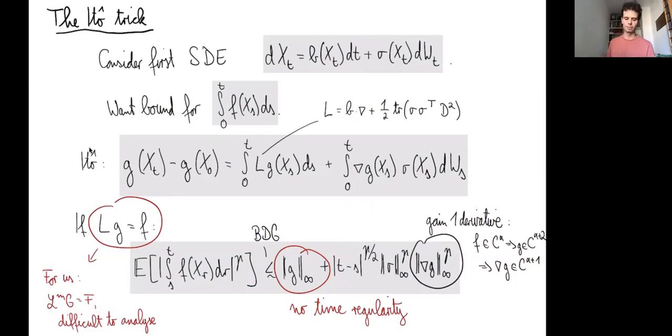And there's another problem. We want to get some t minus s to the p half in the end, but actually this term here, which is coming from the boundary terms, has no time regularity whatsoever. It gains even 2 space derivatives because g is in C alpha plus 2, but now we traded in all our time regularity against space regularity, and we have nothing in time left. And so this is a problem.